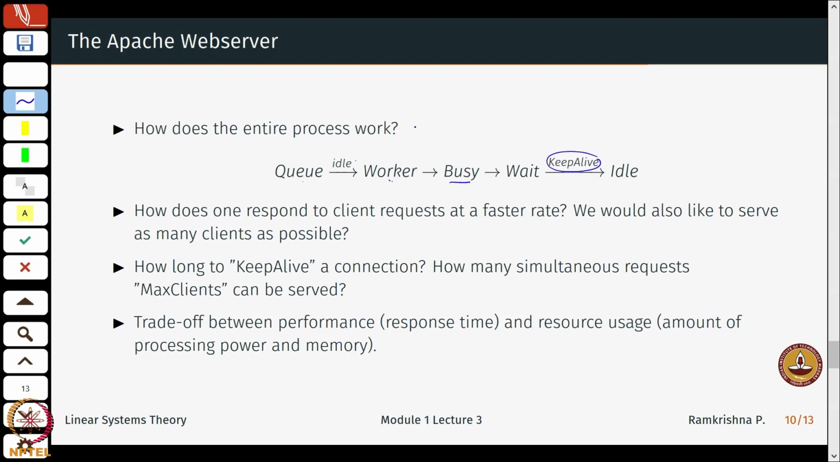Okay, so now how do we look at this entire process and ask ourselves how the service can be made better, right? Or how can the clients be served at a faster rate? Not only that, we would also like to serve as many requests per hour or per day as possible, right? So the question would be there are two things, right?